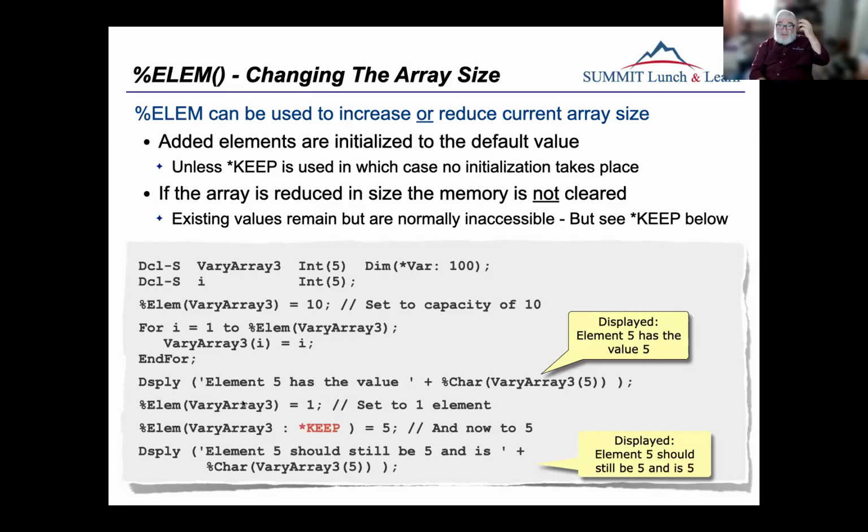So if we display at this point what value element 5 has, it should say 5. If we then say the percentage of number of elements is 1, and I were now to try and repeat this display of element 5, RPG would blow up. It would say that 5 is out of range, because right now the maximum is 1. But I could then set it back to 5. I can now make it 5.